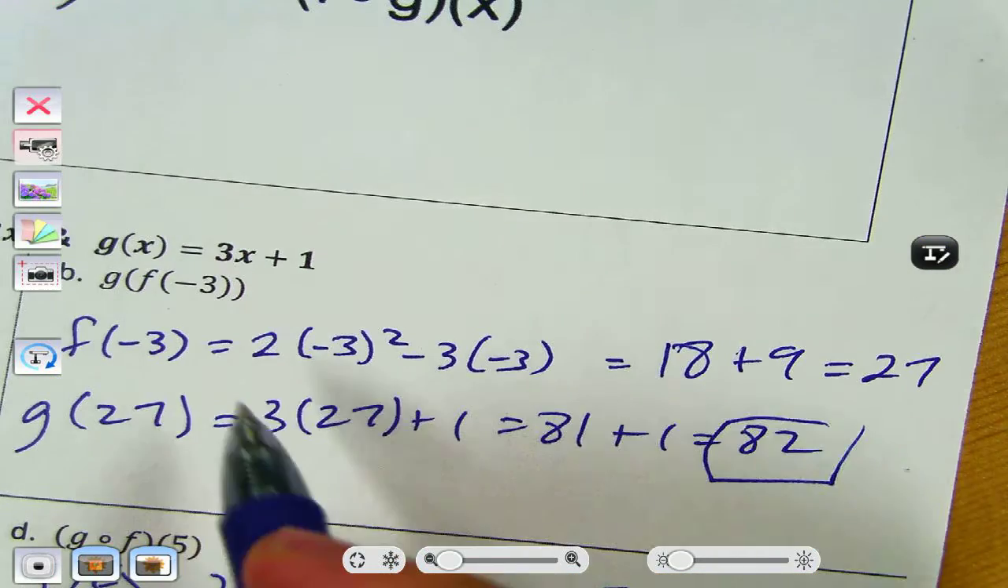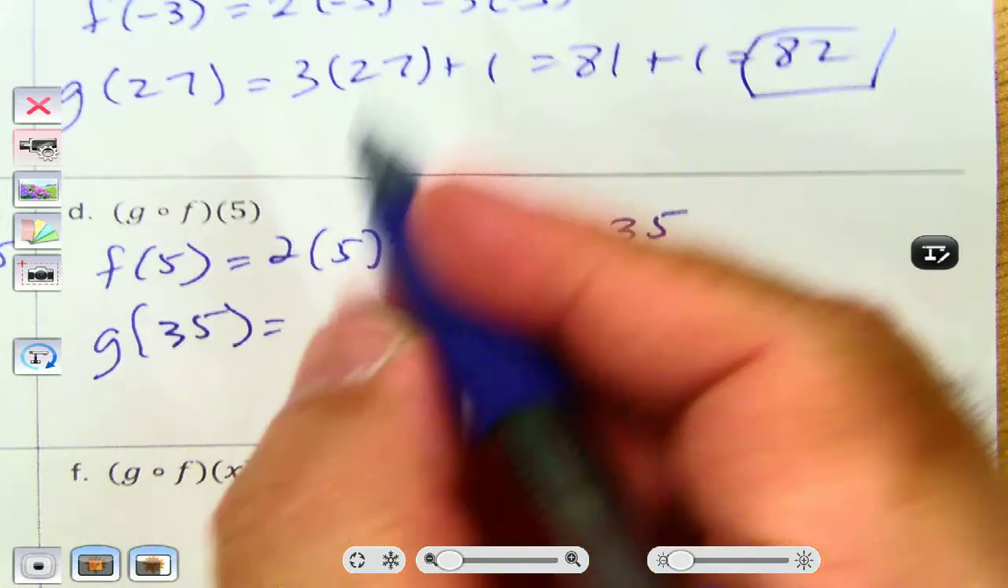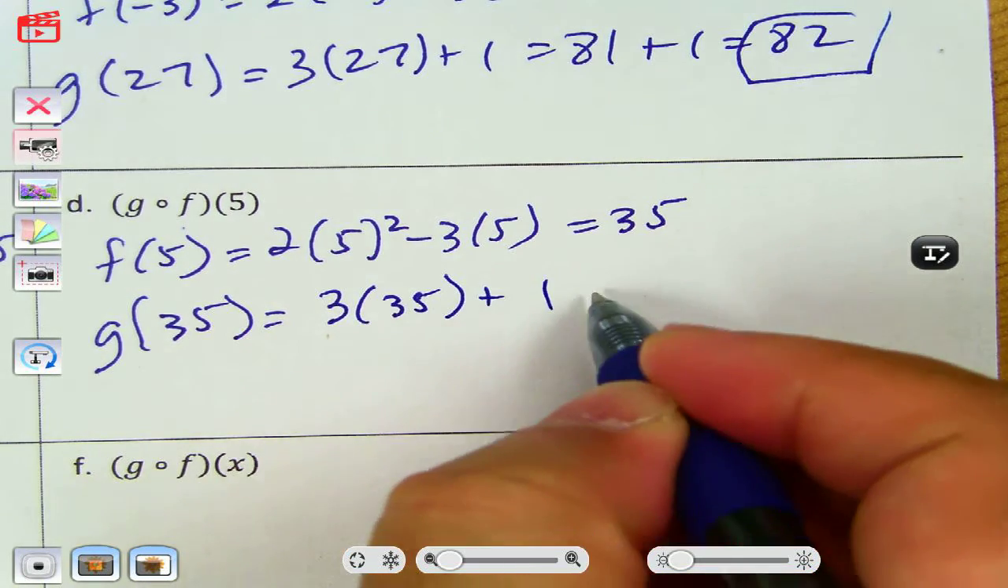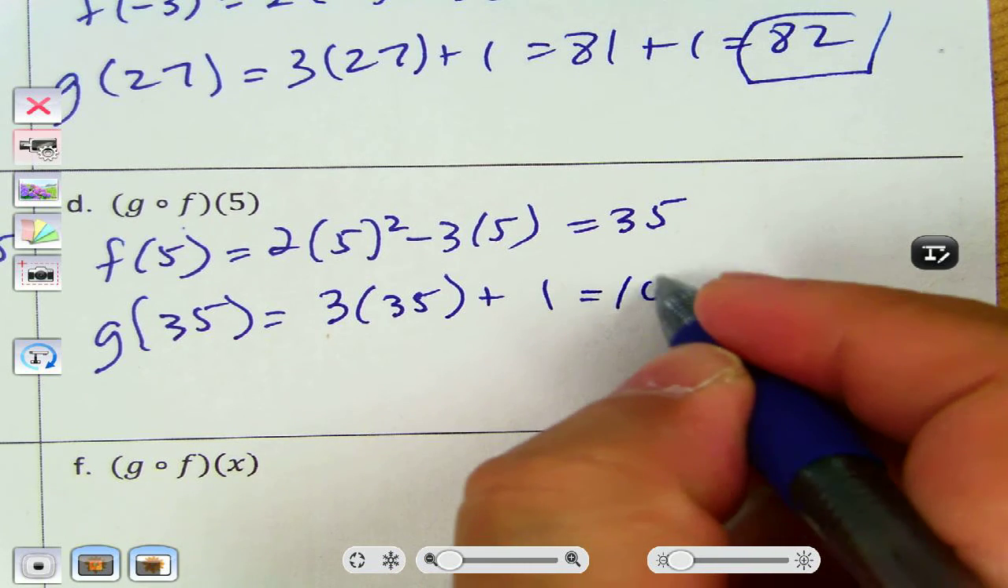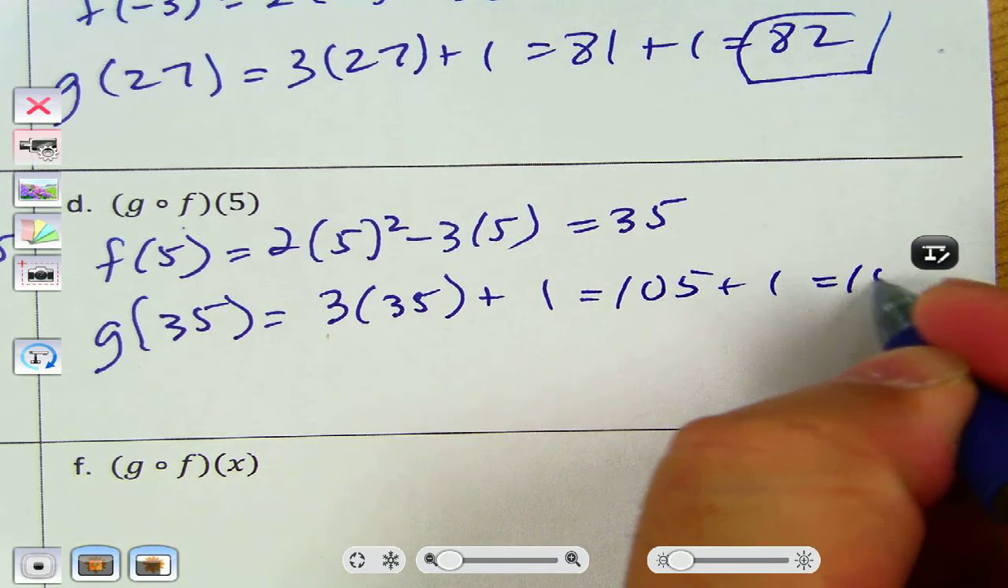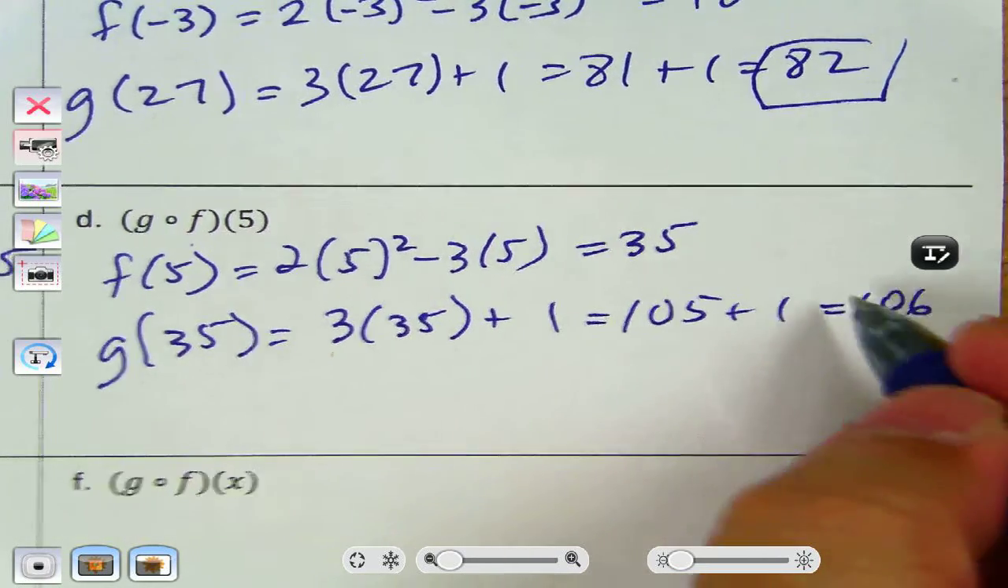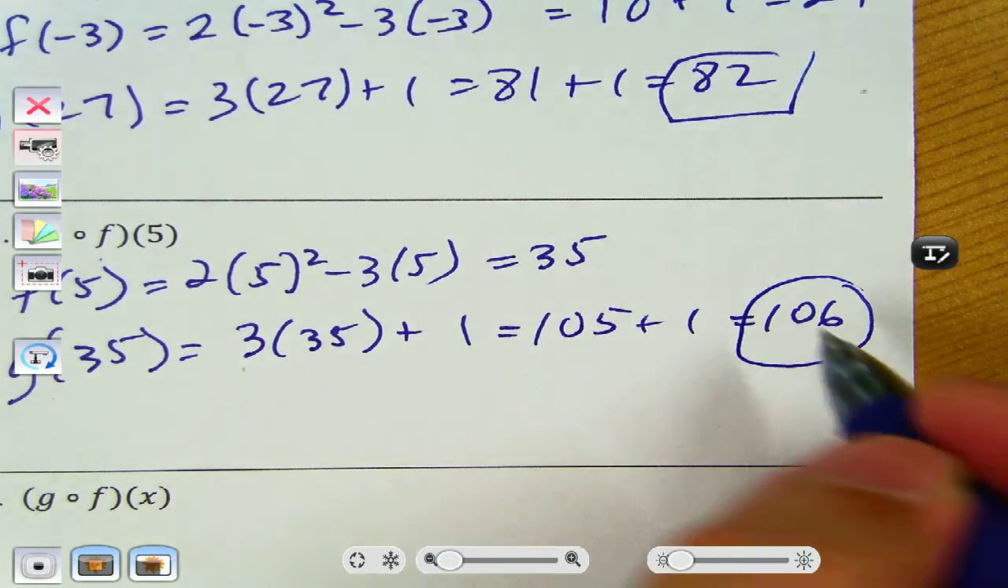And remember g was 3x plus 1. So we do 3 times 35 plus 1. 3 times 35 is 105, plus 1 makes 106. All right, it's 106. That is the final answer for D.